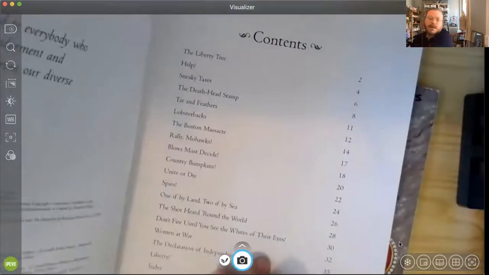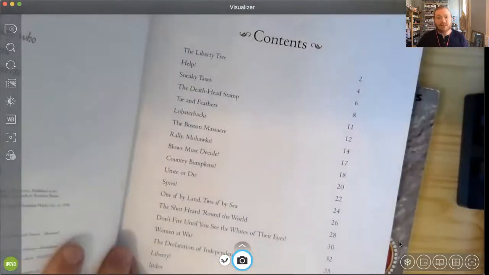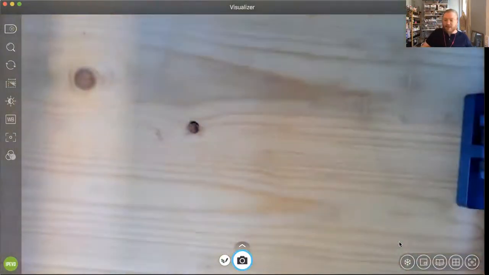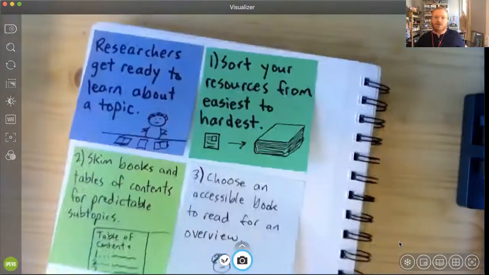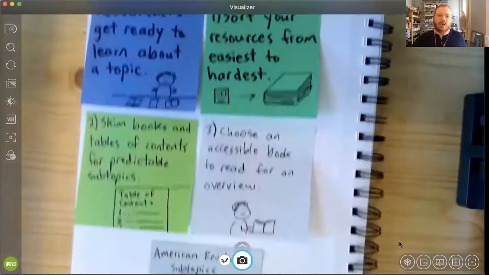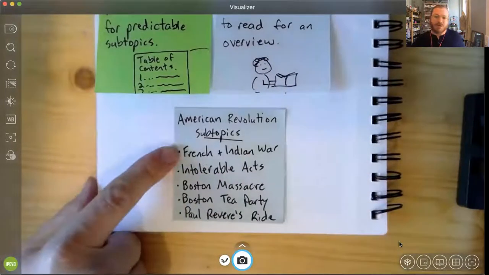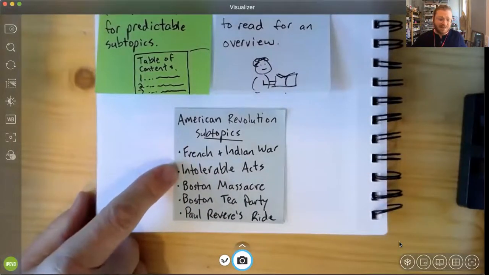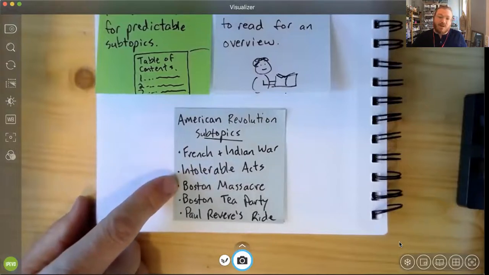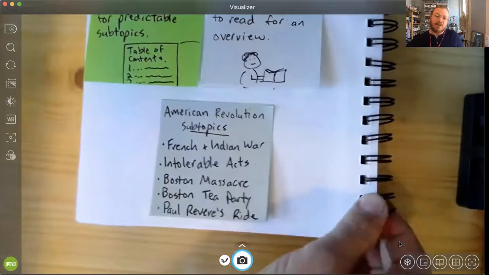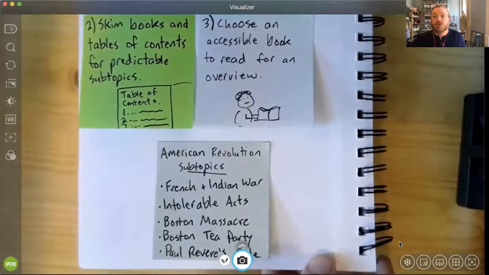You see what I'm doing here? I'm basically looking through the texts, looking through their tables of contents and flipping through the book to think about what are some predictable subtopics that keep appearing in the books. And I'm realizing that prior to the American Revolution and some of the causes of the war, these might be 5 big subtopics that we might study: the French and Indian War, the Intolerable Acts or the taxes, Boston Massacre or the Boston Tea Party, or Paul Revere's Ride.